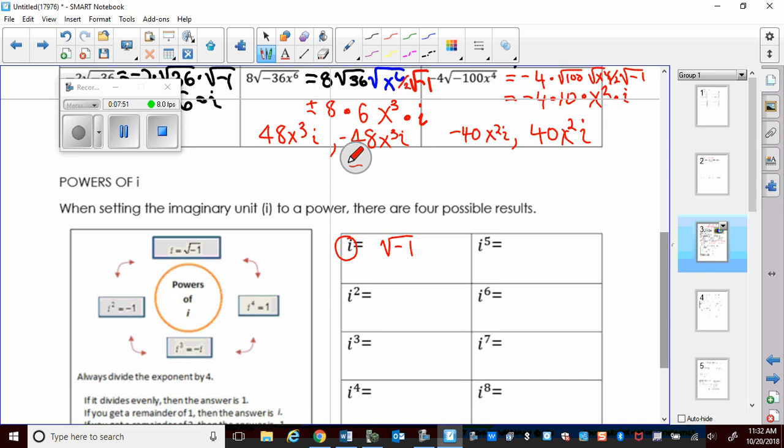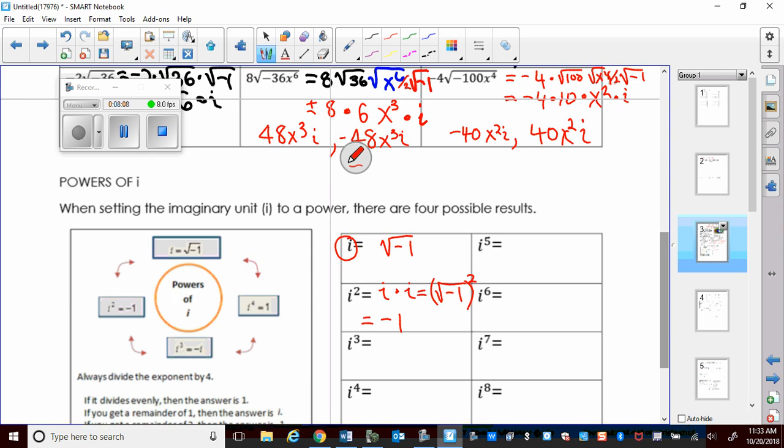So when I have i squared, that's like saying i times i. That's like saying the square root of negative 1 squared. Anything squared is just itself. So this equals negative 1.